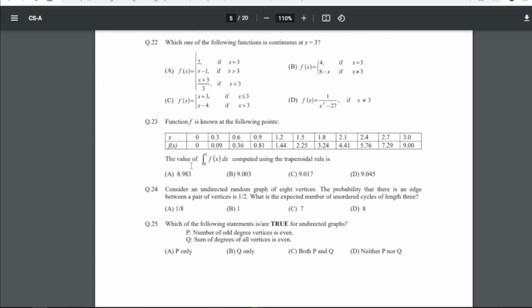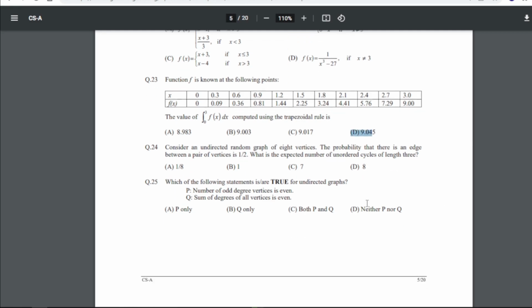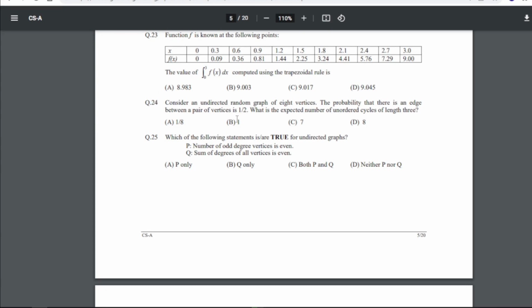Now 23rd is: function f is known at the following points. The value of this expression computed using the trapezoidal rule is what? So if you solve this equation by the trapezoidal rule, you will get the answer as D, that is 9.045, right? 24 is: consider an undirected random graph of 8 vertices. The probability that there is an edge between a pair of vertices is 1 by 2. What is the expected number of unordered cycles of length 3? So if you solve this question, you will get the answer as C, that is 7.